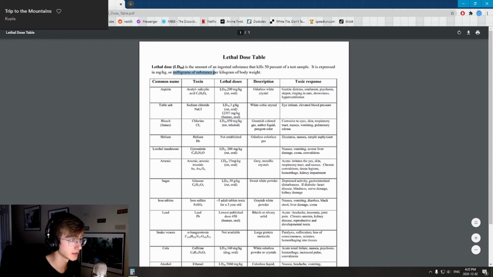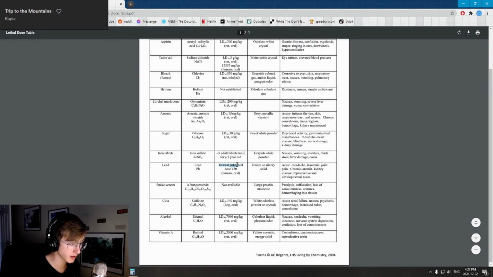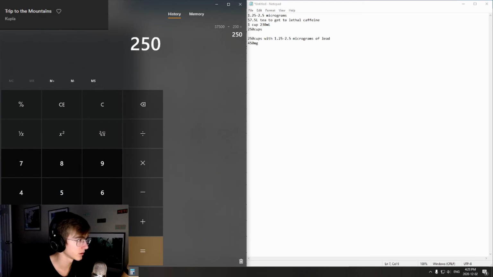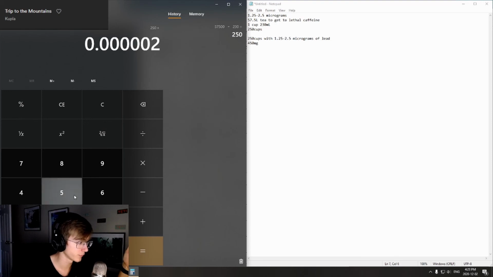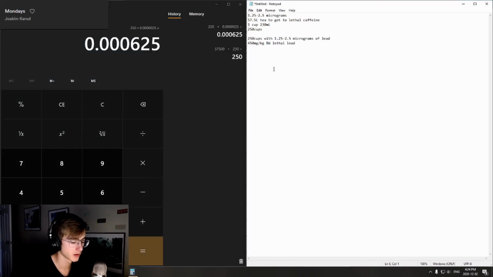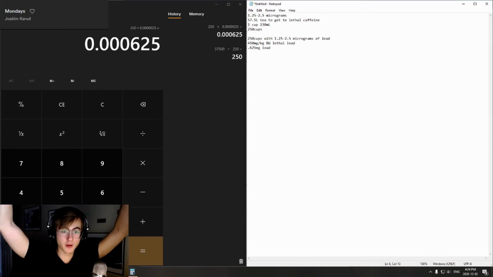Milligrams of substance per kilogram of body weight. The lowest published dose was 450 milligrams. 250 times 0.0000025 is 0.625 milligrams of lead. We're safe!